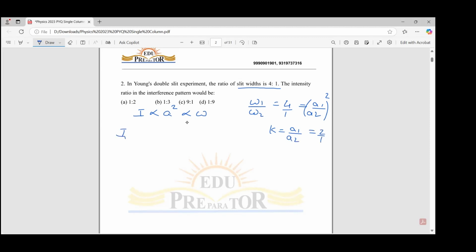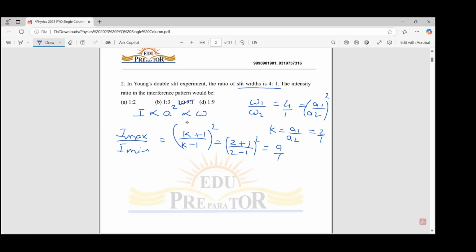Now, what is the ratio of intensity I max to I min? We have a very simple relation: K plus 1 divided by K minus 1 whole square. So we substitute these values, and you get 2 plus 1 by 2 minus 1 whole square. That makes 9 by 1. So we have C as the right answer.